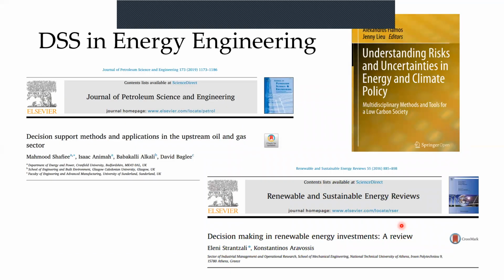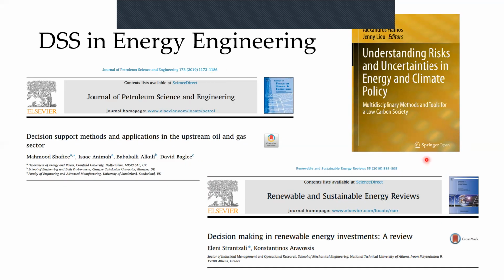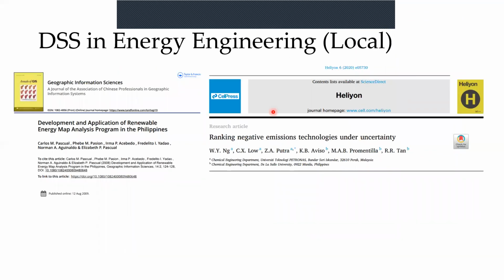There are many publications in literature related to DSS in energy engineering. For example, we have DSS applied in the upstream oil and gas sector. We have DSS applied in renewable energy investments, and DSS applied in understanding risks and uncertainties in energy and climate policy. So those are some global international publications that I got from the literature.